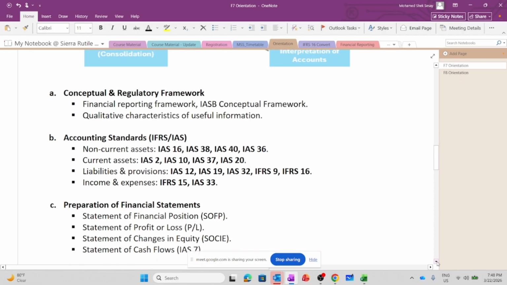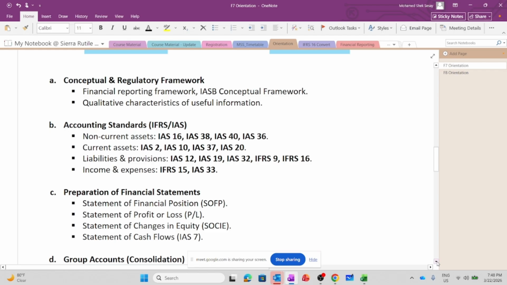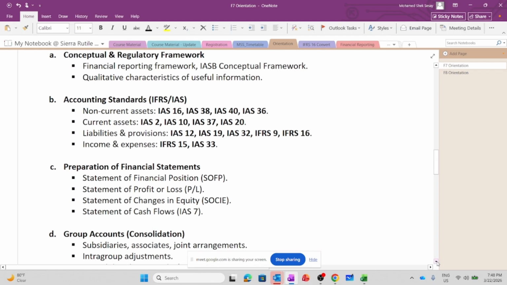So now this is just a breakdown of the syllabus overview, the conceptual framework. We're going to look at the financial reporting framework, the IASB, the International Accounting Standards Board conceptual framework, and also the qualitative characteristics of useful information. The accounting standards, we are going to look at IASs and IFRSs. For example, in non-current assets, IAS 16, 38, 40, and 36. The current assets, we are going to look at IAS 2 inventory. We are going to look at IAS 10.